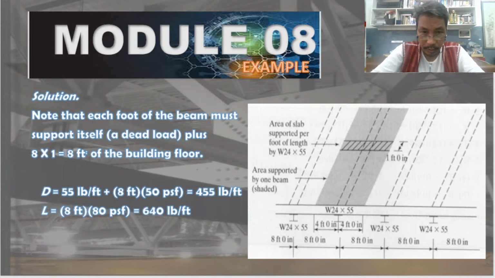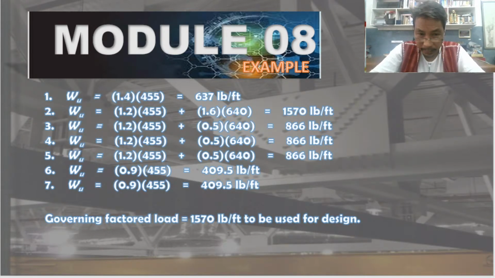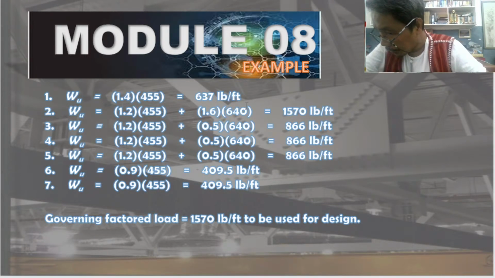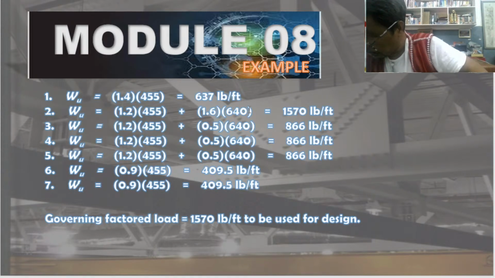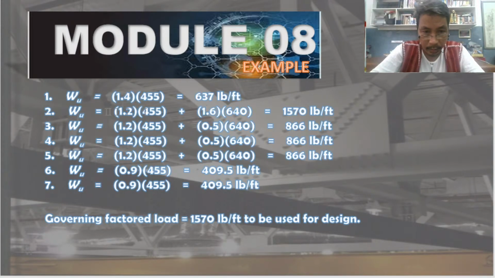Now let's continue with the formulas. There are seven formulas, so compute all of them. Number 1 is 1.4 times dead load. Substitute: 1.4 times 455, that is 637 pounds per foot. Also recall all the formulas in theory of structures. Number 2 formula.